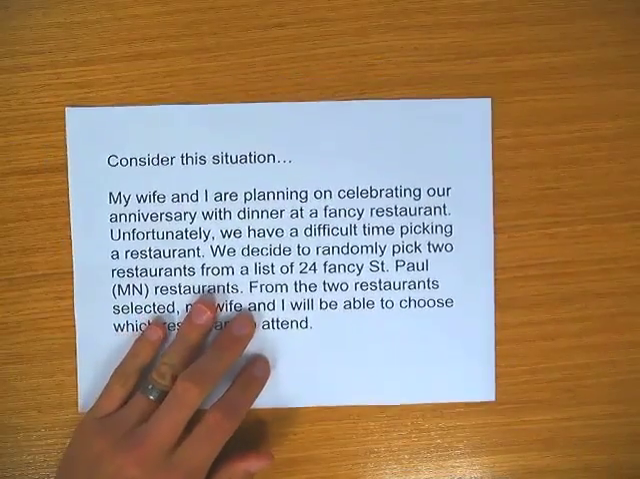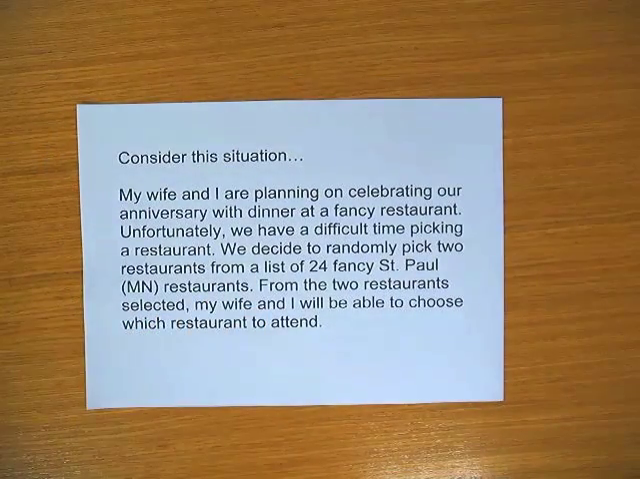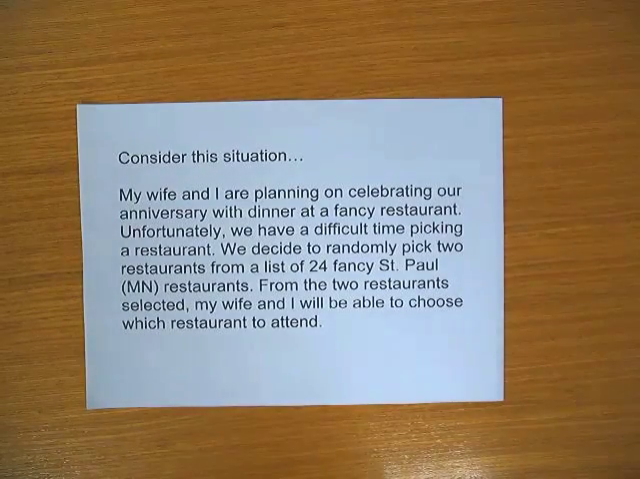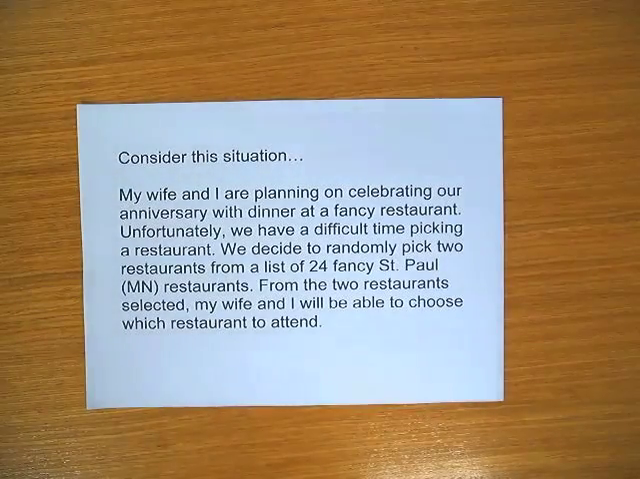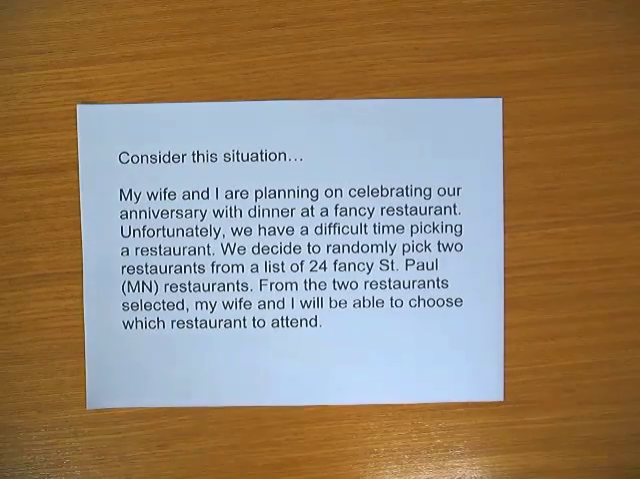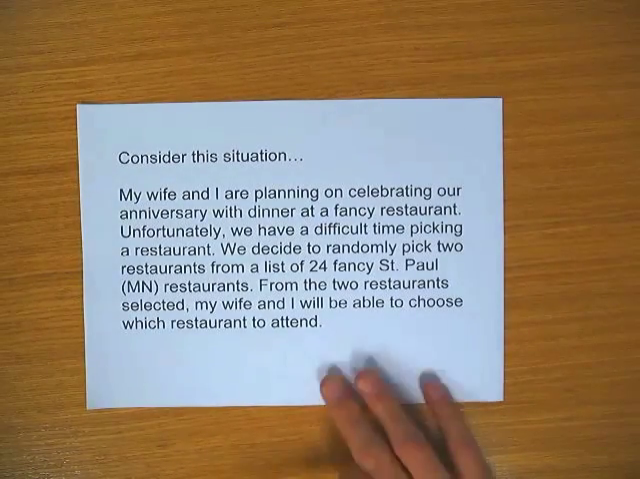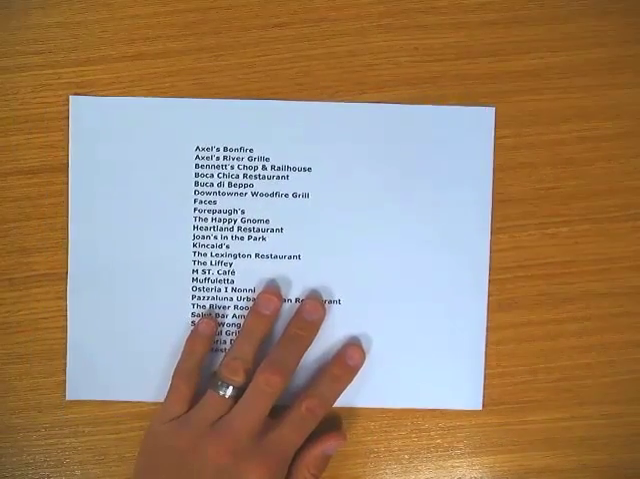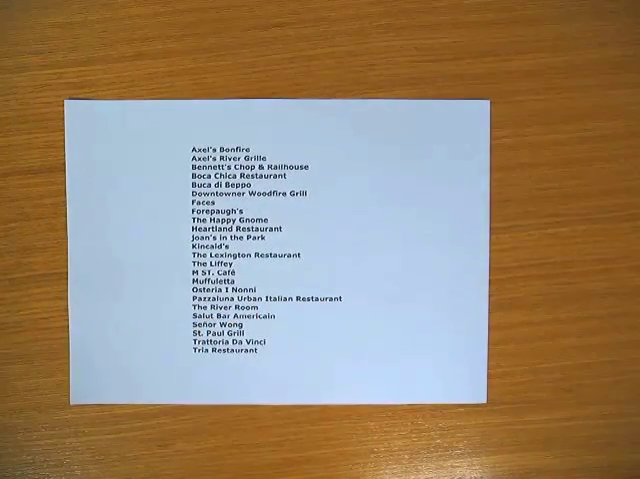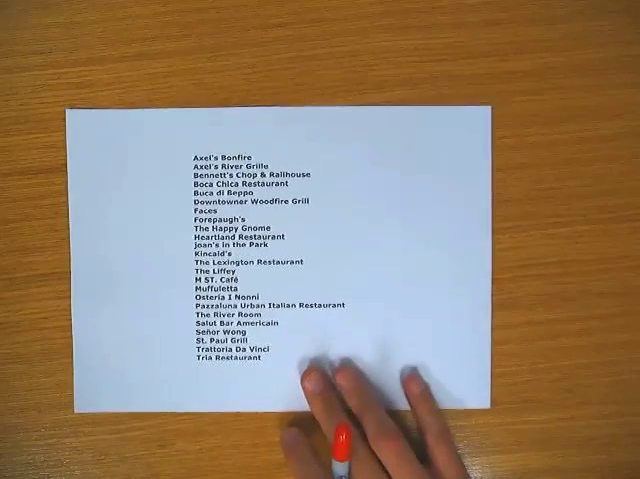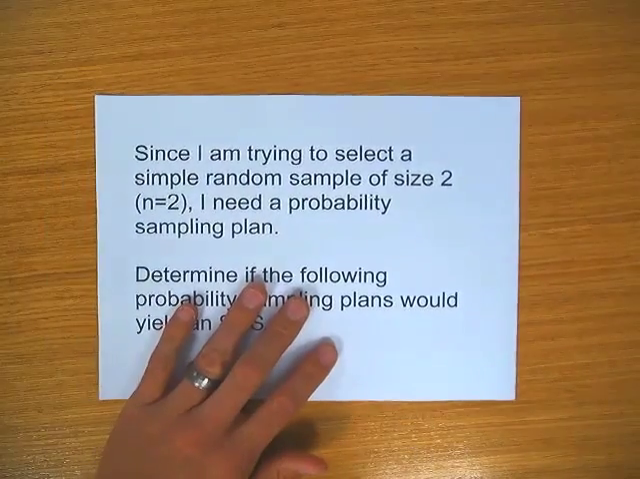Let's take a look at a situation. My wife and I are planning on celebrating our anniversary with a dinner at a fancy restaurant. Unfortunately, we have a difficult time picking a restaurant. We decided to pick two restaurants from a list of 24 fancy St. Paul restaurants. From the two restaurants selected, my wife and I will be able to choose which restaurant to attend. Here's the list of 24 restaurants. We'll come back to that list in a second.